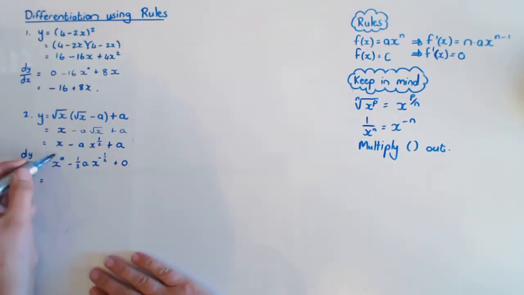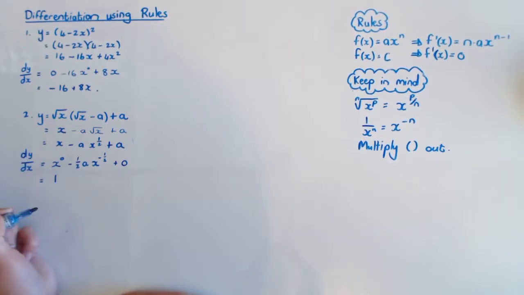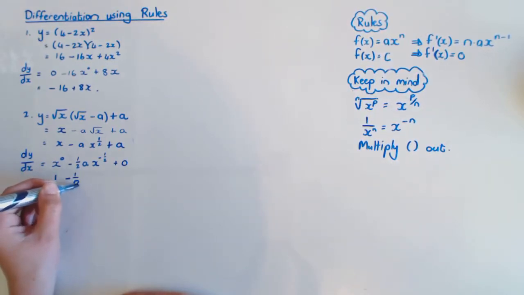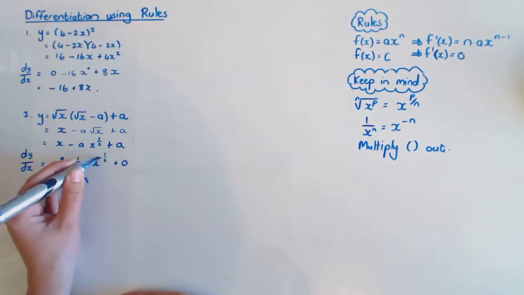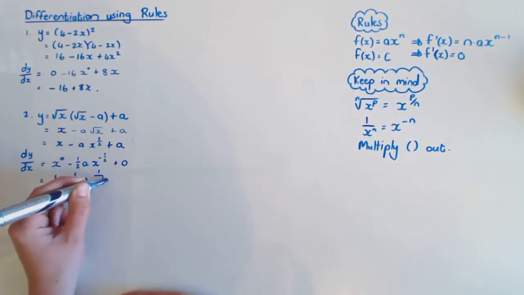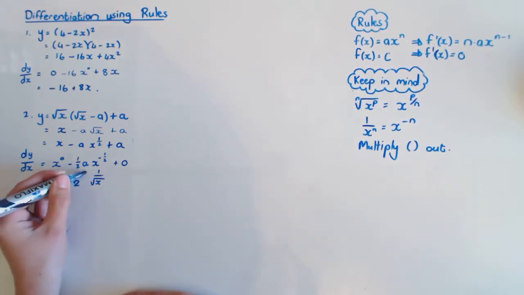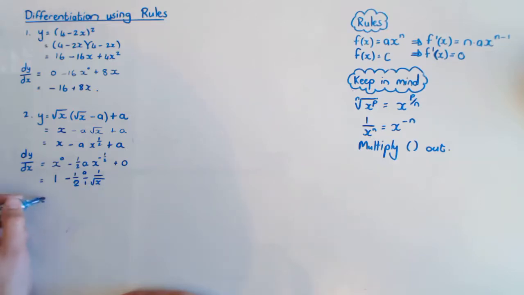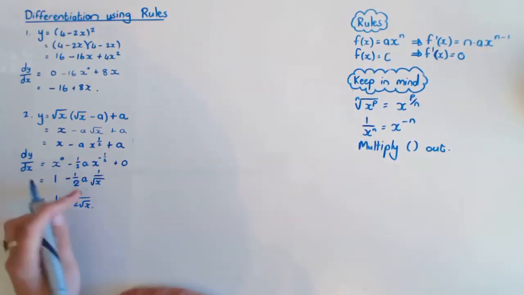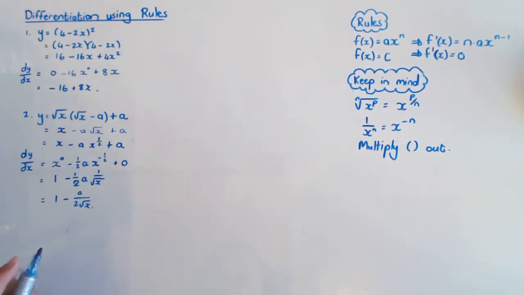Now let's simplify this a little bit. Anything to the power of 0 is 1, minus a half a. The negative makes it go under the line, x to the power of a half, but I also know that x to the power of a half is the root of x. And then the plus 0 can fall away. To combine this whole fraction, the a is actually a over 1, so it's cleaner to write it as a over 2 root x. Although I'm sure if you write it like that, it's not necessarily the end of the world.